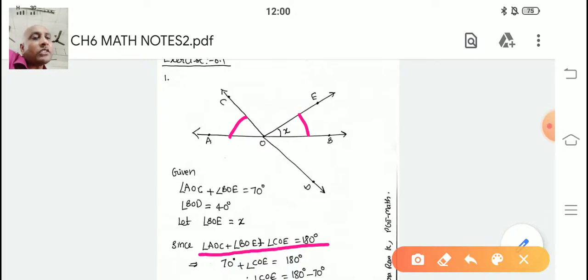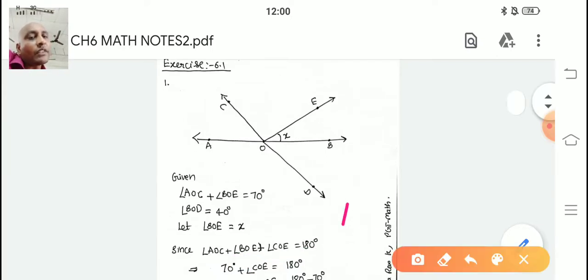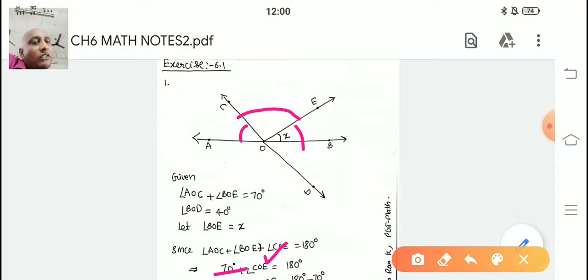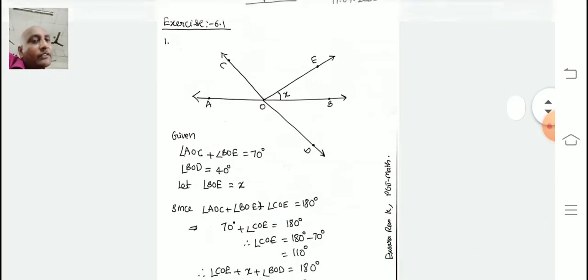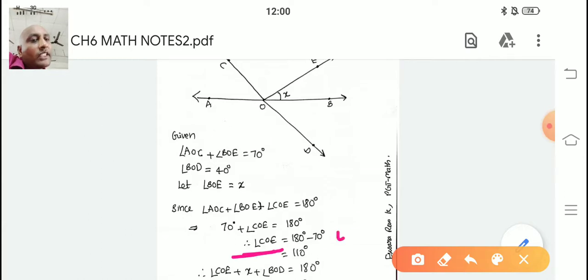After that, what to do? This is 70 degrees. Why this is 70 degrees? We know very well that AOC plus BOE is 70. So we took 70 degrees. Then remaining COE left. COE we can find out. So COE value we get it like this. Angle COE is equal to 180 minus 70 degrees, which is 110 degrees. Angle COE is equal to 110 degrees.